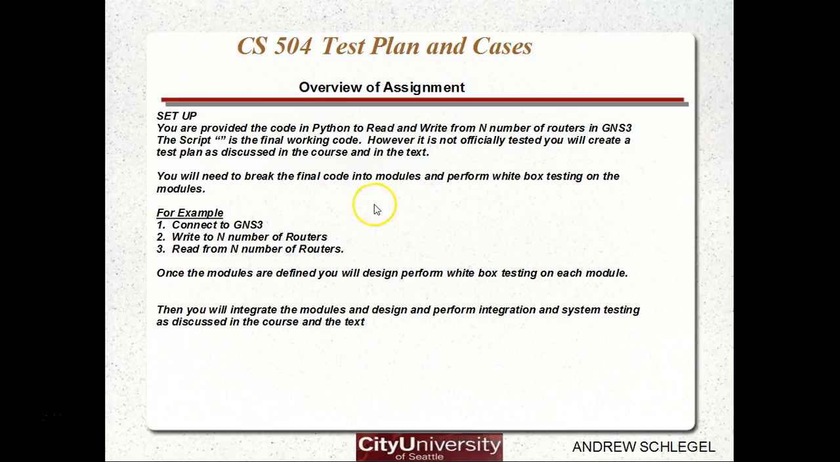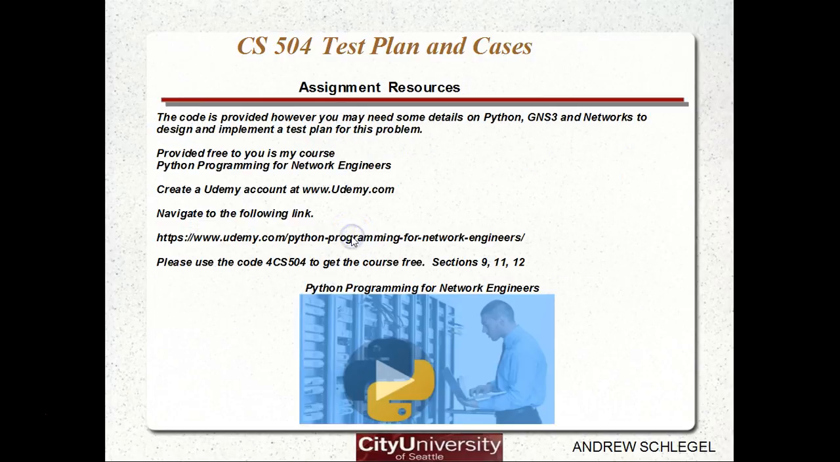What you'll have to do is pull out the various modules and do white box testing on those individually, right? Okay, so for example, you'll have to break them out into connect to GNS3, write to n number of routers, read from n number of routers. Okay, and then once all the modules are defined, you'll design and perform white box testing on each module, okay? After that, then just integrate it back into the original script, which I'm giving you, and perform integration and system tests as discussed in the course, and be sure to document that, okay?